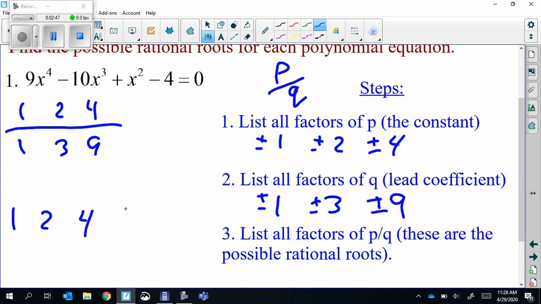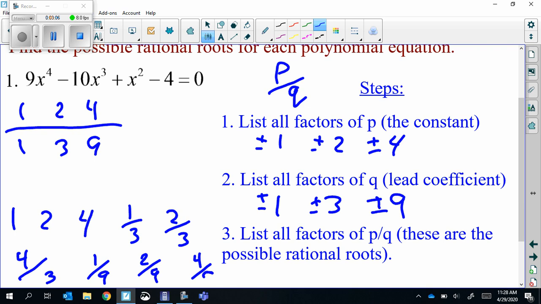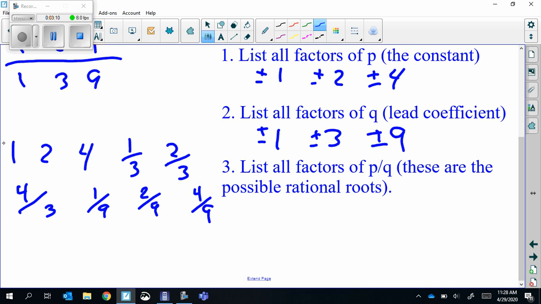And now we can do them all over 3. 1 over 3, 2 over 3, and 4 over 3. And then 1 over 9, 2 over 9. If any of these were to reduce, you would just reduce them. 4 over 9. So these are all the possibilities for rational roots. And then, like I mentioned before, just don't forget the plus or minus. I usually only write it at this step.